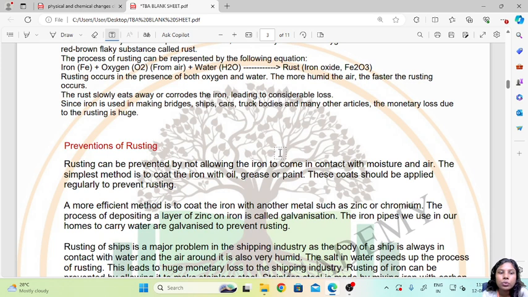Since iron is used in making bridges, ships, cars, truck bodies and many other articles, the monetary loss due to rusting is huge. Most of these articles like bridges, ships, truck bodies, etc., are all made from iron. So this rusting process of iron leads to a very huge loss to such industries.